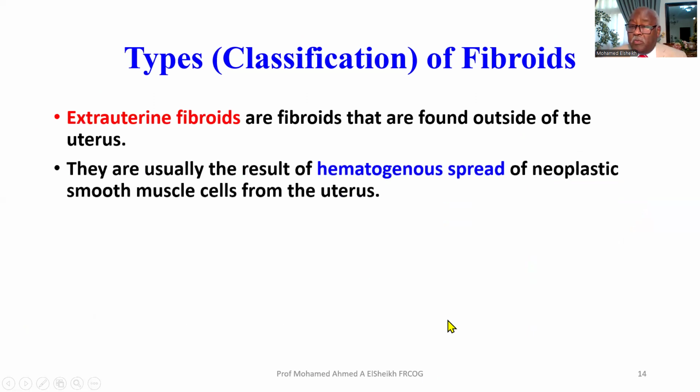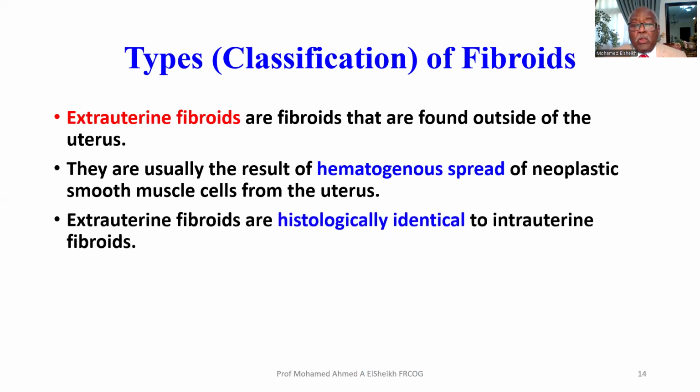The extrauterine fibroids, as we have mentioned, are found outside the uterus, usually the result of hematogenous spread of neoplastic smooth muscle cells from the uterus, spread in different parts of the body. They are histologically identical to the intrauterine fibroids. So we know them by histology, that it's not a different mass. It is still fibroids composed of the normal histological composition of uterine fibroids.